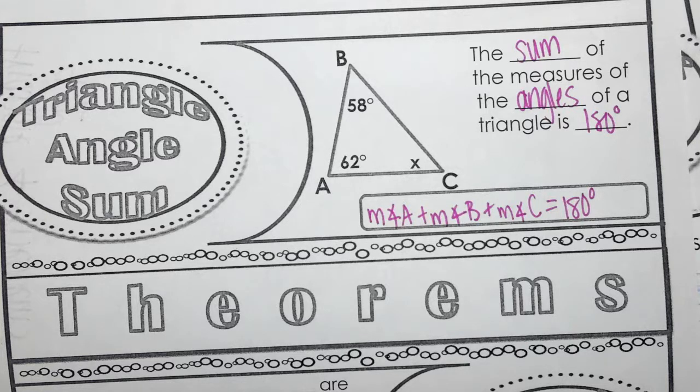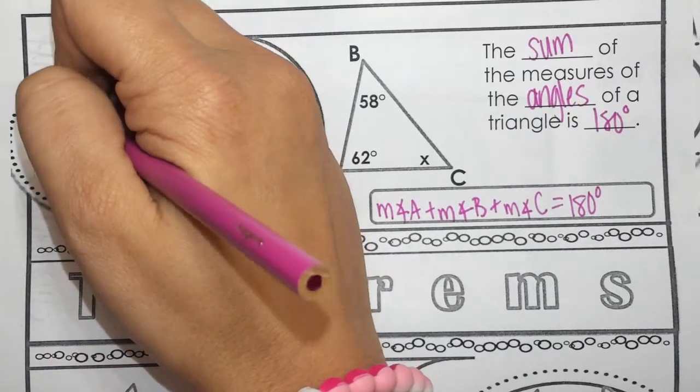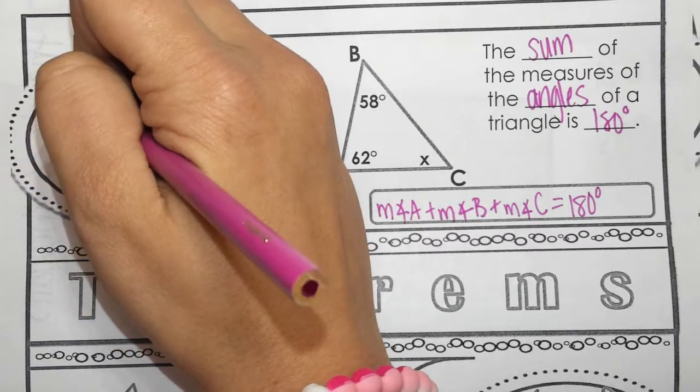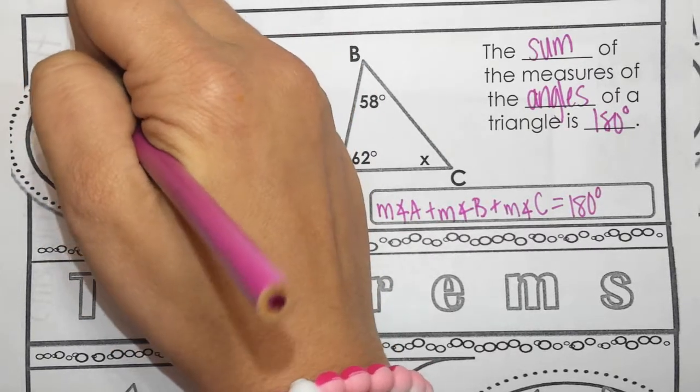So how would we find the measure of angle C? How would we find that X value? We would add 58 and 62, and then we would subtract it from what? 180. Okay, so do that. Just do it quietly at your desk on your paper.